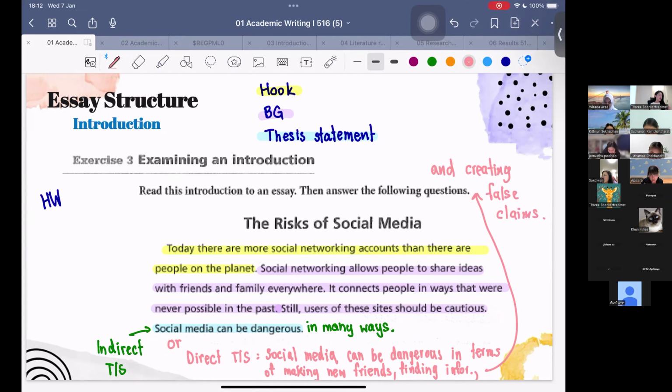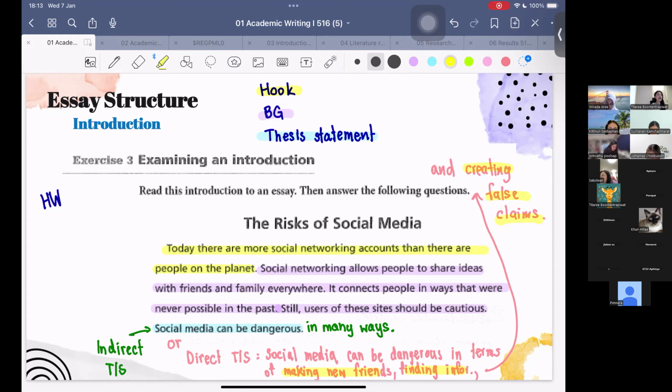So just as an example for you to see, if you're going to write the thesis statement in the choice of direct thesis statements, it can look something like this. You need to add the topic. The topic here is social media. Social media can be dangerous in terms of, and then I add the main idea, so how it's dangerous, or in what way it's dangerous. So making new friends, finding info, creating false claims, just came up on the spot. So hopefully it's correct.